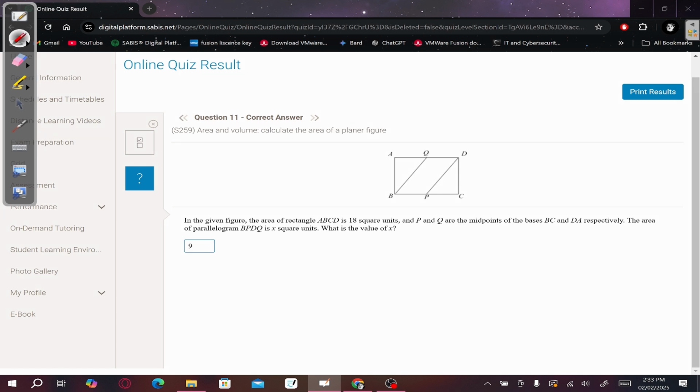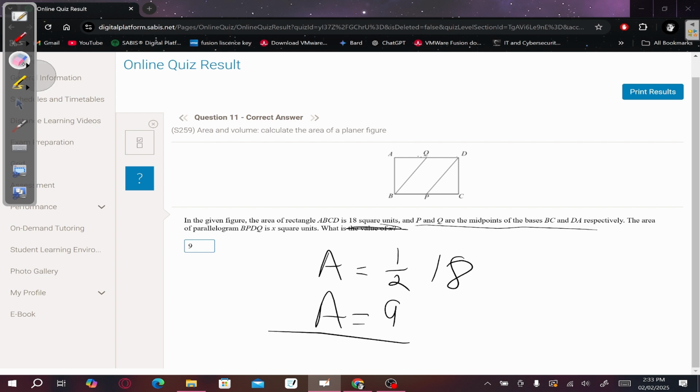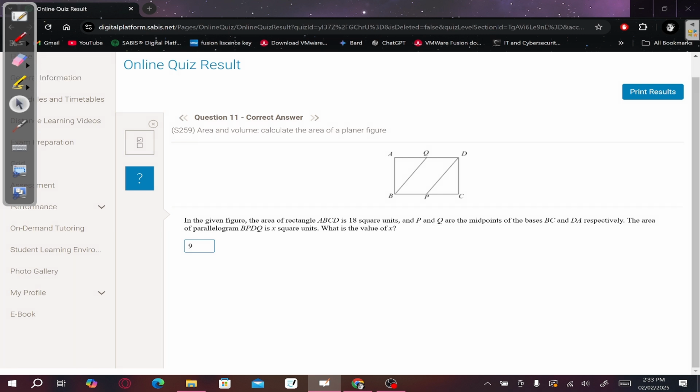If you have 2 midpoints, P and Q, on opposite sides, the midpoints of these congruent lengths, the area is going to be half the total area, which is 18. So it's going to be half of 18, the area is equal to 9. Just memorize it. If it comes, it comes. If it doesn't, it doesn't.